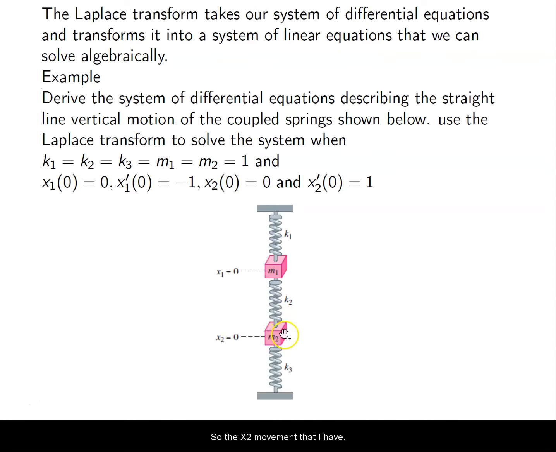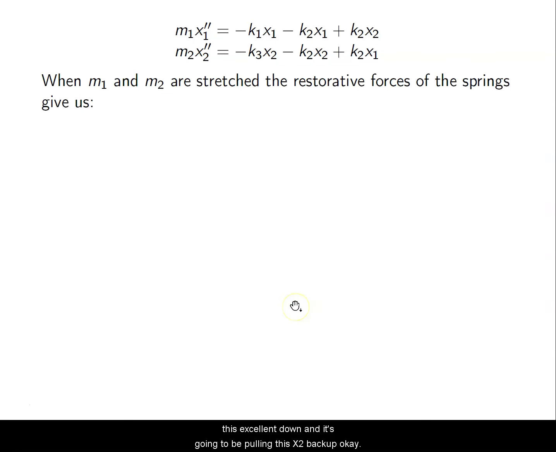Okay, so the X2 movement that I have is making the K2 spring pull, and it's pulling it down a distance. Not only am I pulled down because of the weight, but I'm also being pulled by this as well. So the X2 distance is contributing to the X1 distance, right? This X2 spring wants to contribute to it. Not only that, but the K2 spring also wants to have a restorative force pulling this way. This K2 is pulling this way when you stretch it out. So it has to pull this X1 down, and it's going to be pulling this X2 back up, okay?